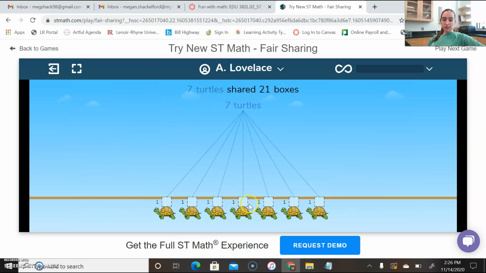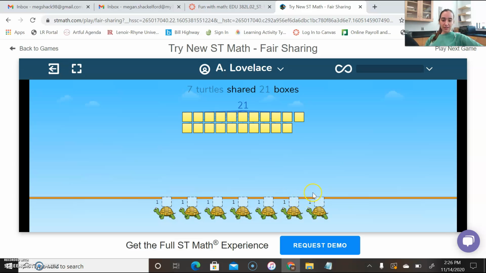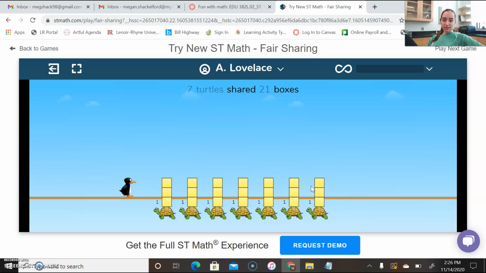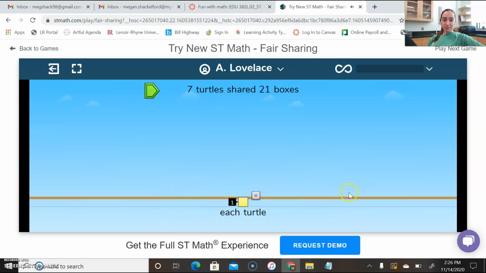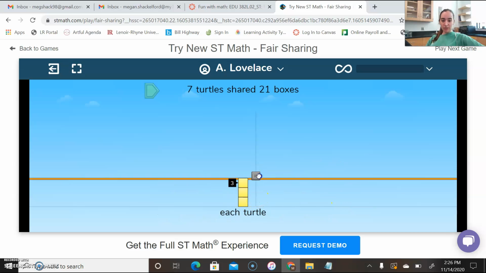Oh no, I didn't do it, dang it. It's not gonna work. No, I messed up. Okay. 7 turtles share 21 boxes. They each get 3.